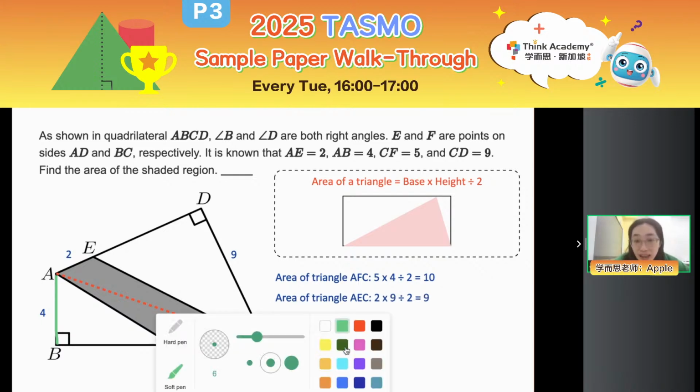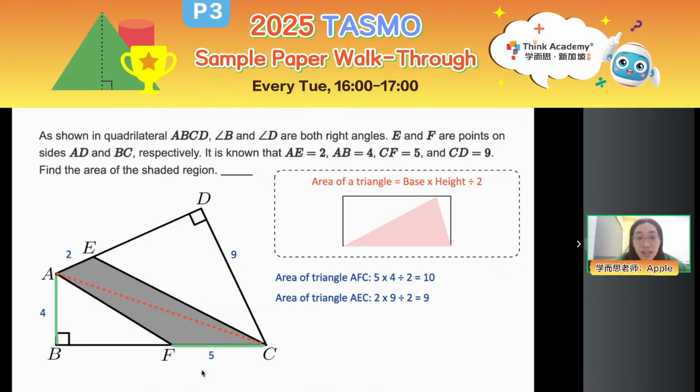Well, for the same idea, actually can figure out the area of triangle AEC. So firstly, I have AE, which is 2. Then I have DC, which is 9. So here I have 2 times 9 divided by 2, that is 9.